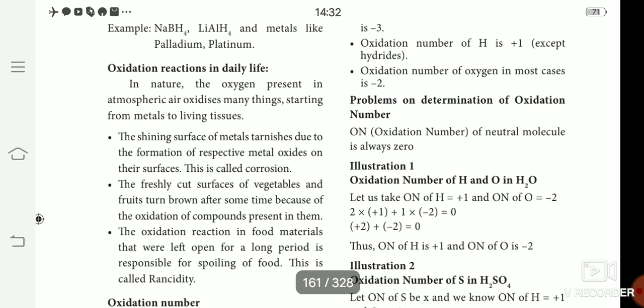So 2 into plus 1. Then how many oxygens are present? Only 1 oxygen, so minus 2. Plus 2 and minus 2, so the answer is 0. So the oxidation number of the water molecule is 0. Then the next one. ON means oxidation number.